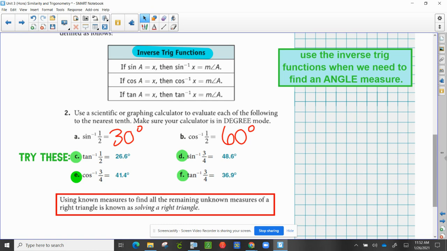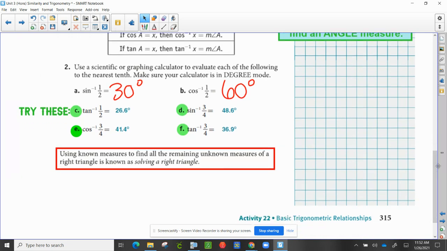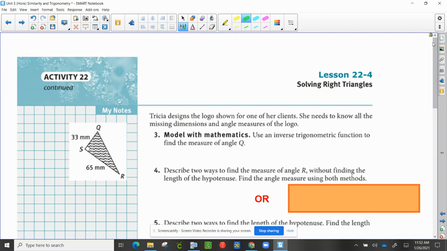All right, so when we have right triangle problems and they ask you to solve a right triangle, those are the directions. Solving a right triangle means you're finding all the remaining unknown measurements, so all the remaining unknown side lengths and all the remaining angles. Let's practice a couple problems where we solve some right triangles.